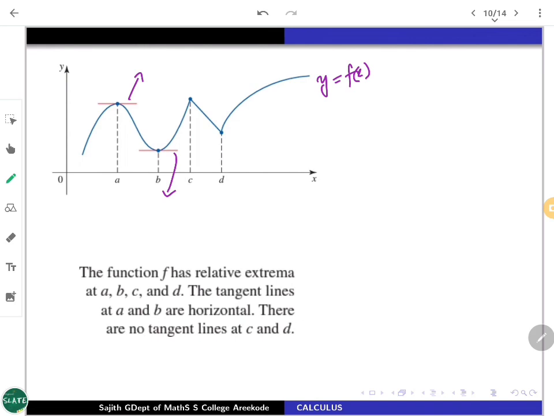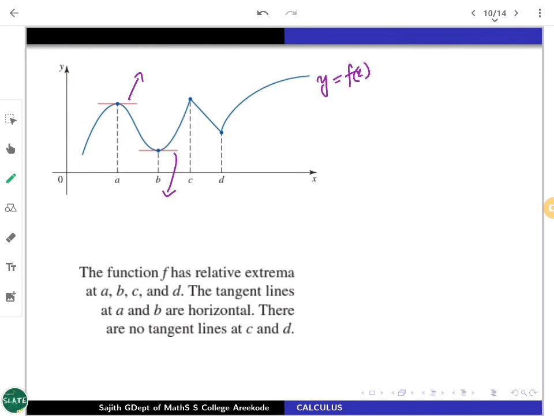But look at C and D. No tangent lines are there. You are approaching C from left and right, you are not going to get a unique tangent at all. But local extrema are there. So this figure at least suggests something. Whenever we have a function f which possesses a local extrema at a point C, our guess is something like that.